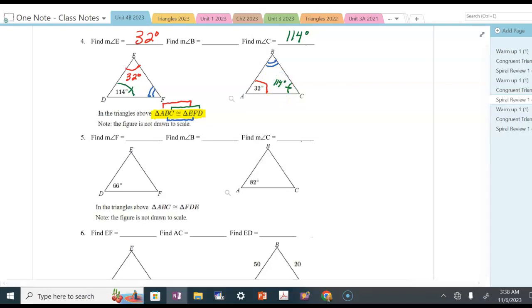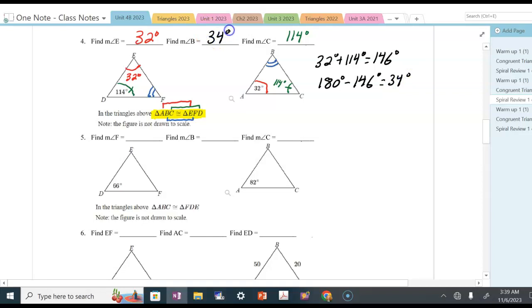So then how do I get angle B? I know the angles in a triangle add up to 180. So 32 plus 114, I'm going to grab my calculator. I get 146, and then subtract from 180, I'll get 34 degrees for angle B.